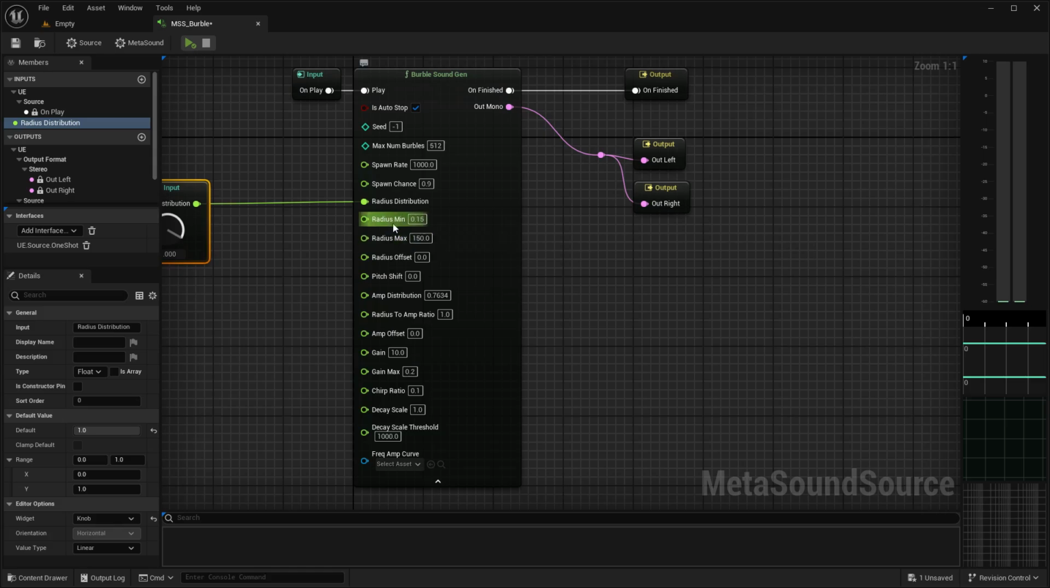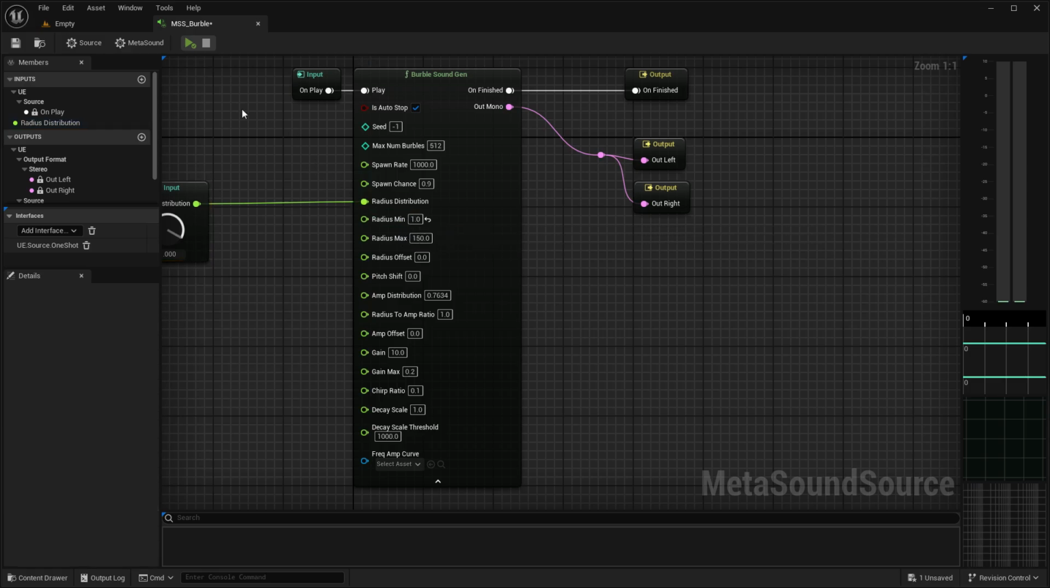Next are radius min and radius max. The minimum allowed radius of a bubble is 0.15 mm. This corresponds to a frequency of 20,000 Hz. Note that changing this will affect the power distribution function. And the maximum allowed radius of a bubble is 150 mm. This corresponds to a frequency of 20 Hz. You rarely have to change these two parameters unless you want to create some special effects.